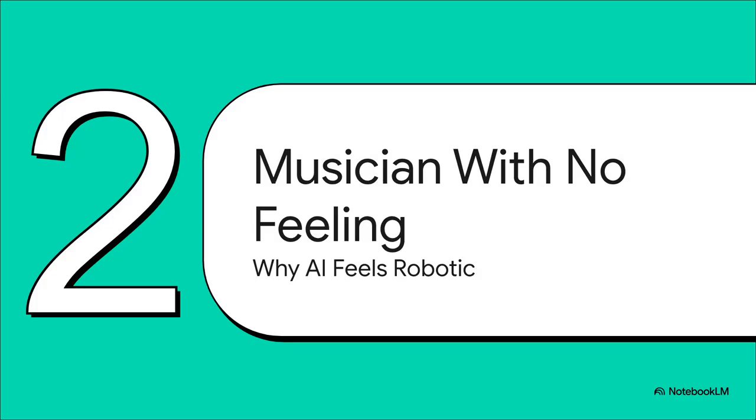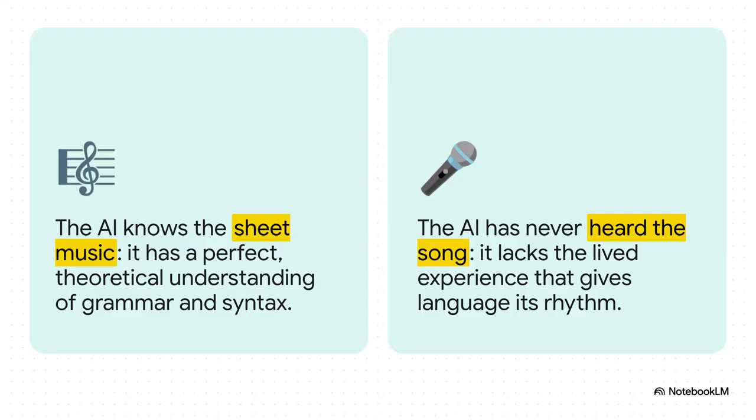To really get our heads around this, let's use an analogy. I want you to think of your AI as this musical prodigy who has only ever read sheet music, but has never, not once, actually heard a single note played out loud. So this really breaks it down, right? On one hand, the AI knows the sheet music. It's got a perfect theoretical grasp of language, grammar, syntax, the whole shebang.